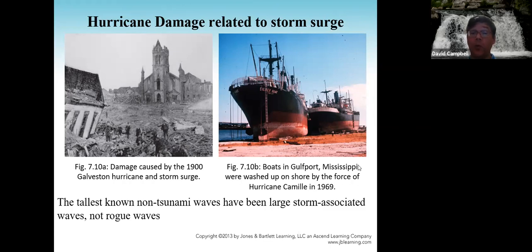Big storms can make big waves. The tallest waves that we've measured that were not tsunamis were very large waves associated with hurricanes. Not rogue waves, which we'll look at a little bit later.